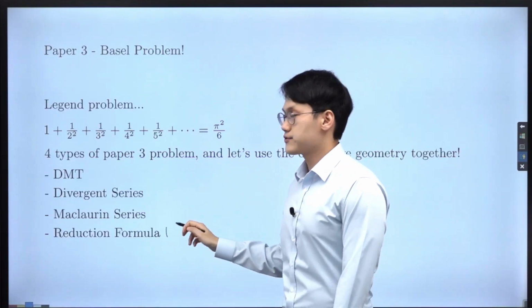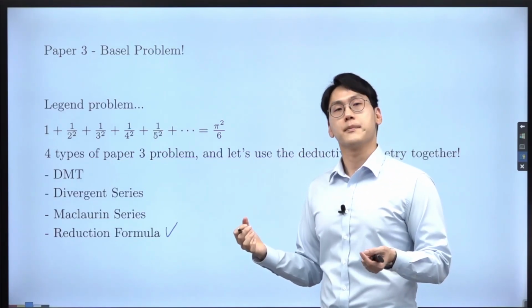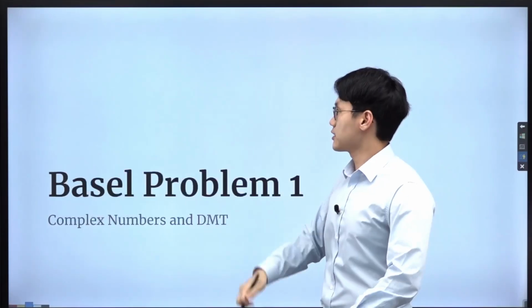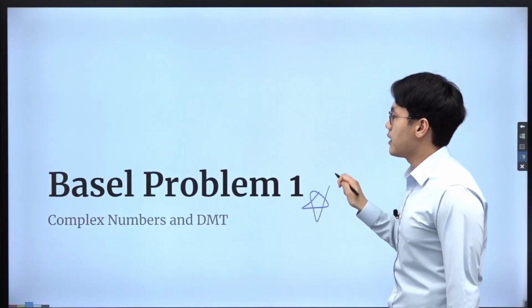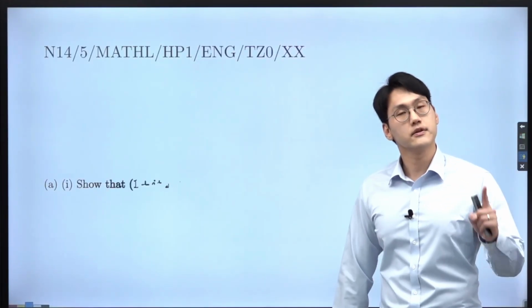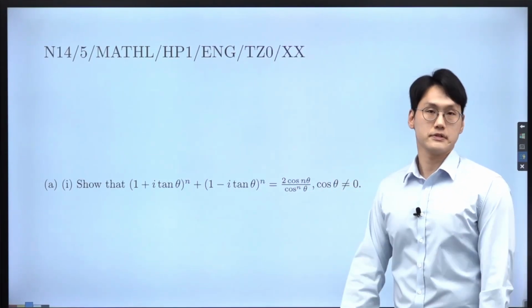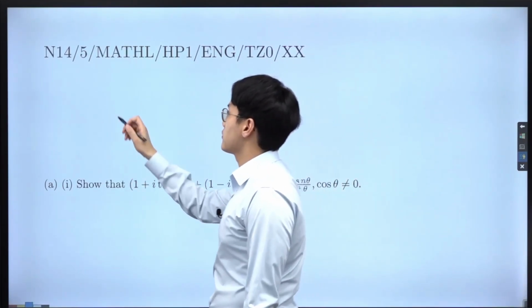So a reduction formula is really just a fancy way of using integration by parts many times. Okay, all right, let's go. So for the first one, I'd like to use complex numbers and DMT. And let me give you a learning phase from the previous exam question, let's say in November 2014.